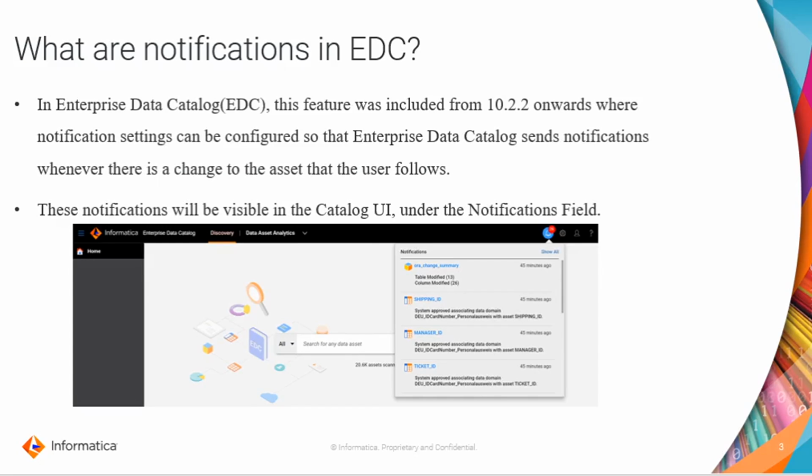What are notifications in EDC? Starting from EDC version 10.2.2, a new feature called notifications was introduced. This feature allows user to configure notification settings. Enterprise Data Catalog sends alerts whenever a change occurs on the asset that the user follows and provides service level alerts to ensure timely action. These notification details will be visible in the LDM Catalog UI under the notification fields.